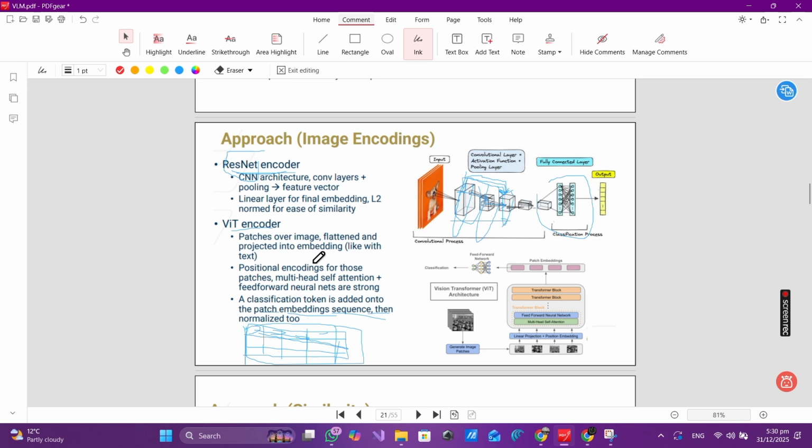And there were positional embeddings of the text. Like that, for the image, we used two types: either the ResNet encoder or the ViT encoder. What's ResNet? Let's discuss a little about it.